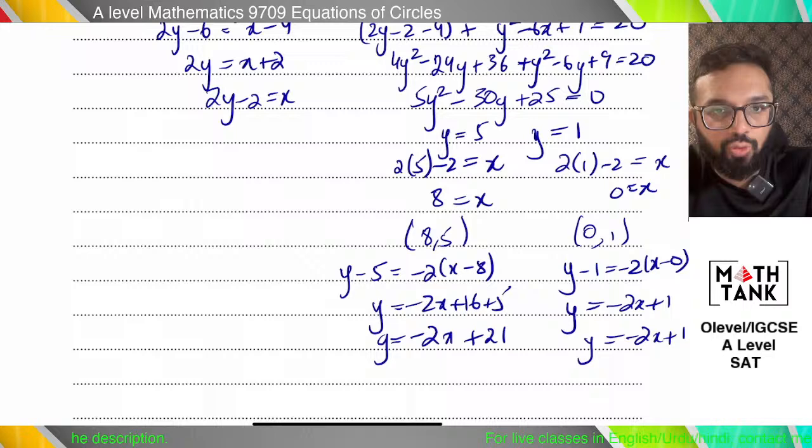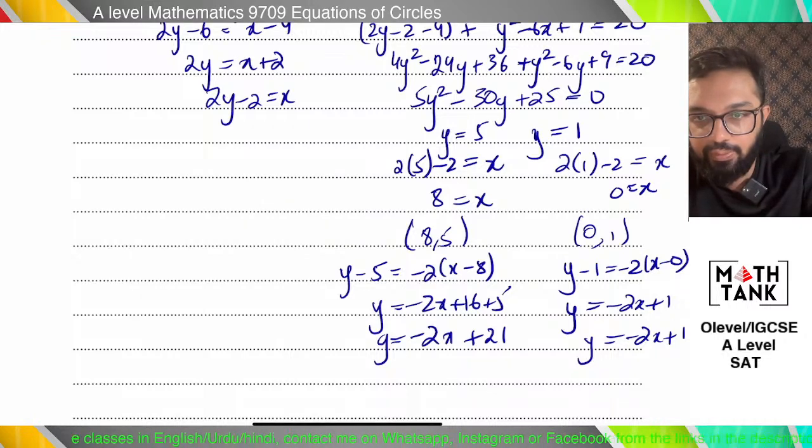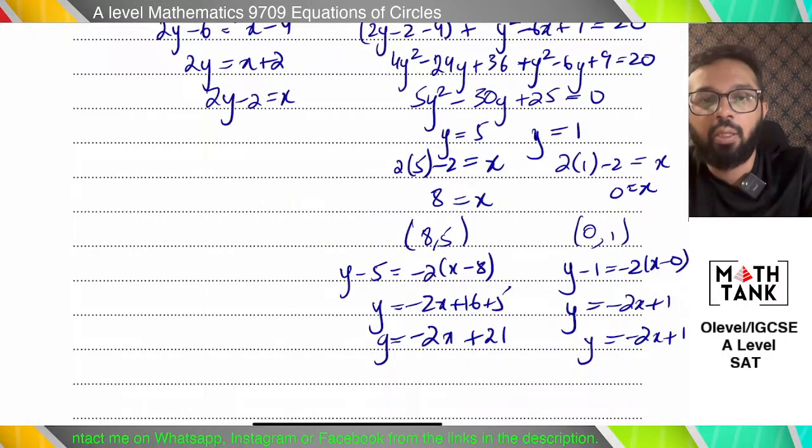Okay, let me just check my answers. Minus 2x plus 1 and minus 2x plus 21. Yep, both are correct answers.